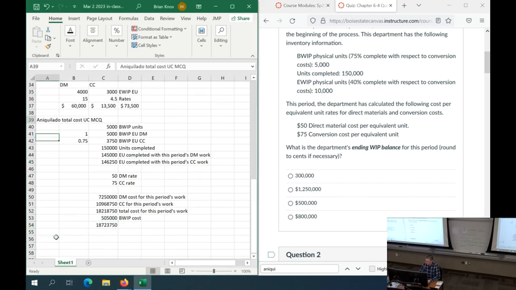All right, so this one is the same name, but total cost ending WIP. Okay, so we have 10,000 units. That's ending WIP physical units.